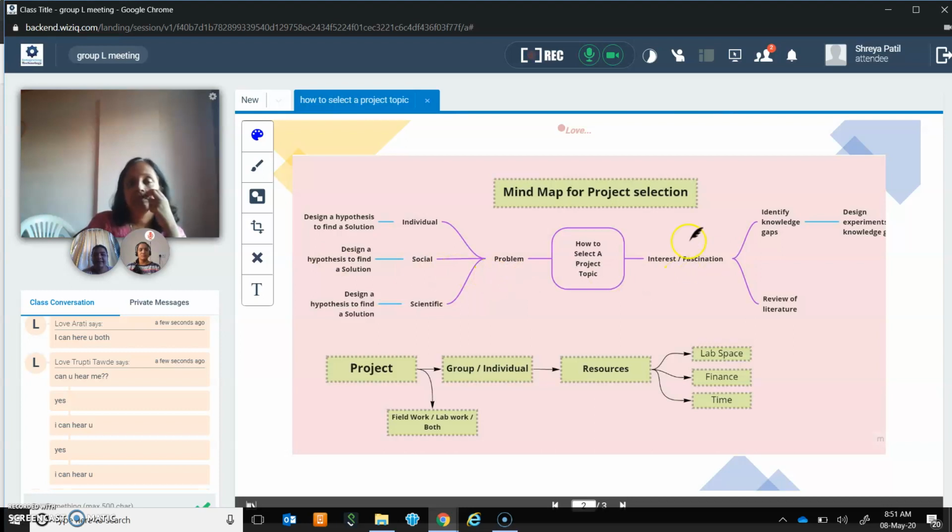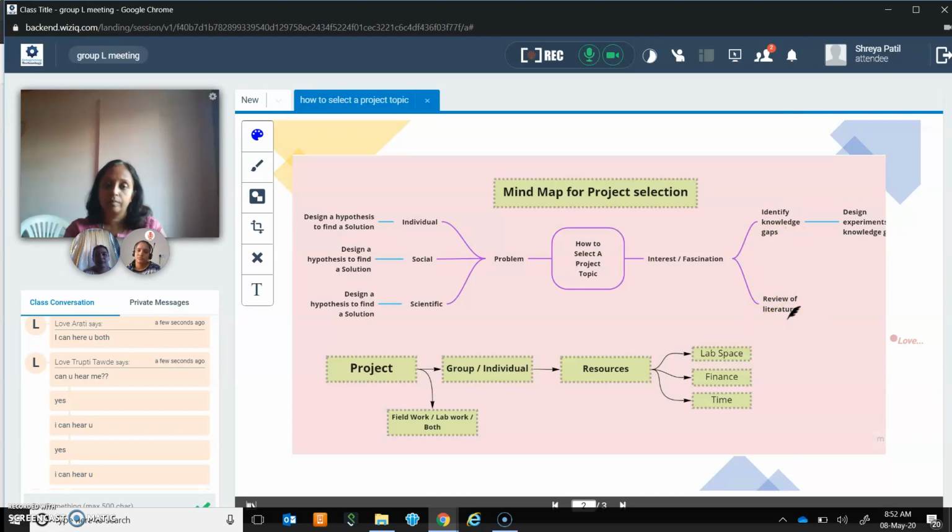The other way is, if they cannot find a problem around them, they can find what their interest is, or what things fascinate them. Maybe they can identify the knowledge gaps in that particular area. If someone is reading a lot in that area, they can identify the knowledge gaps, and accordingly design an experiment to fill the knowledge gap. Or if they cannot find a knowledge gap, they can just make a review of literature, and that could also be their project.